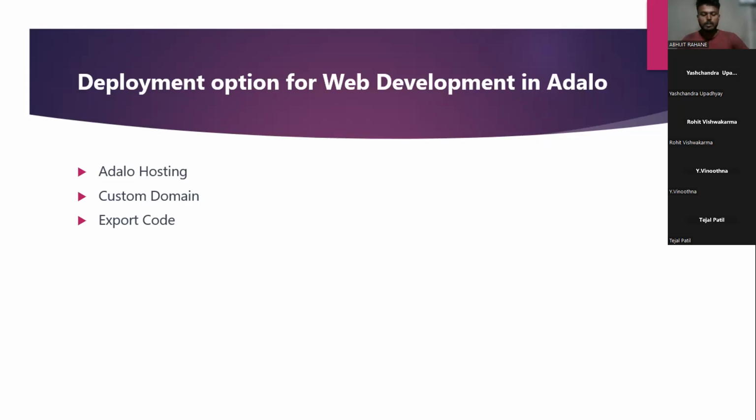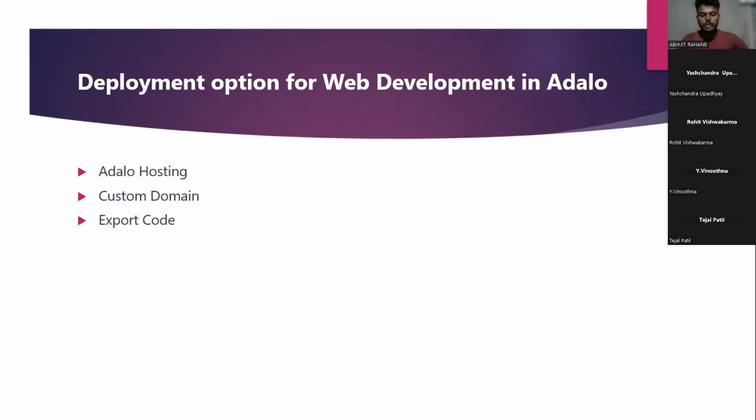The next one is custom domain. With Adalo, you can use a custom domain for your web app. This means you can use your own domain to make your web application easily accessible to users. Adalo provides instructions on how to set up the DNS records to link your custom domain to your Adalo-hosted web application. The next one is export code.